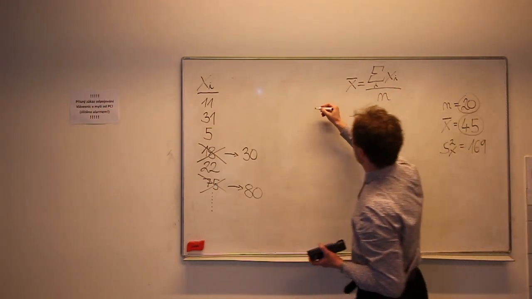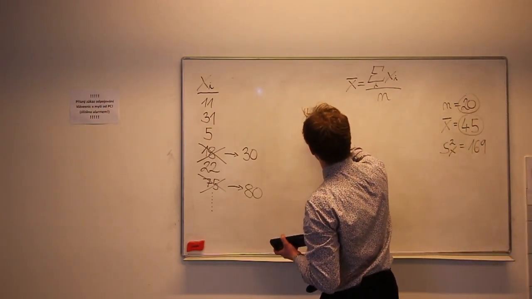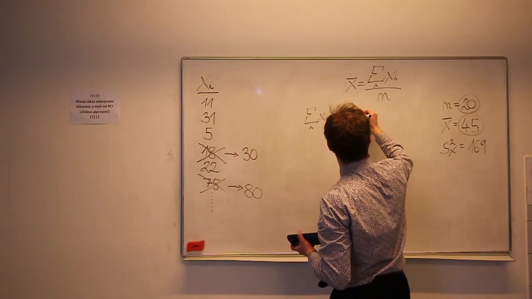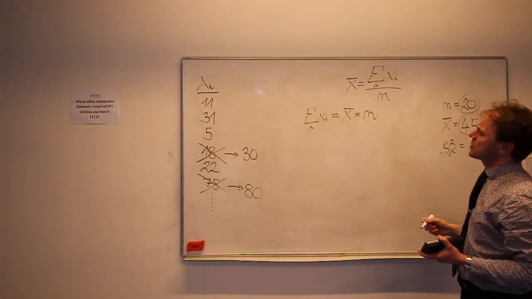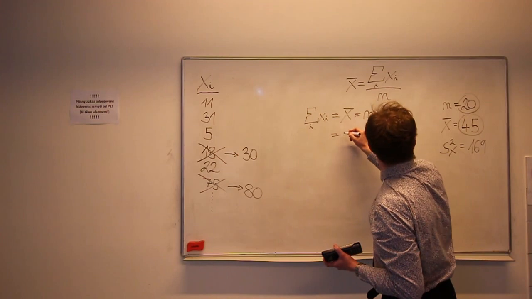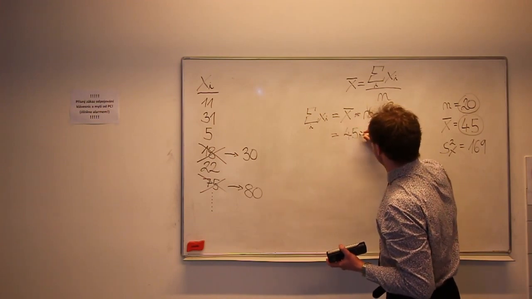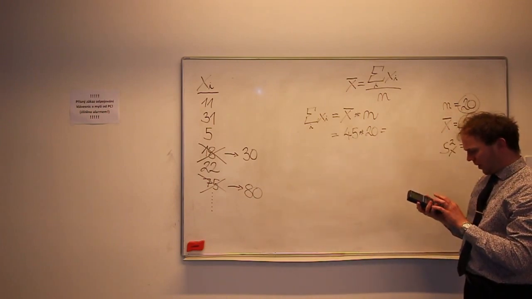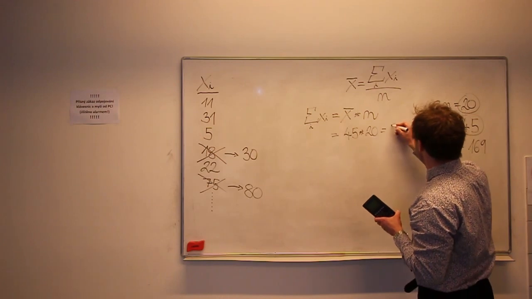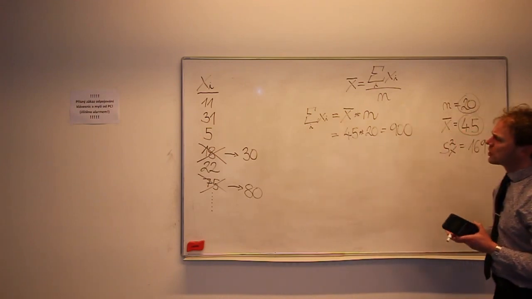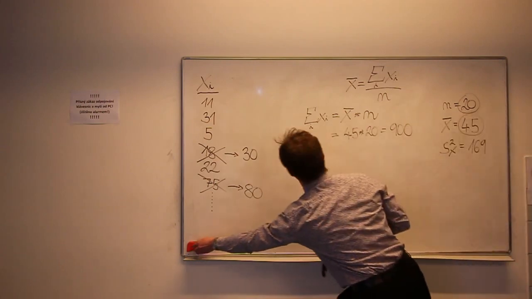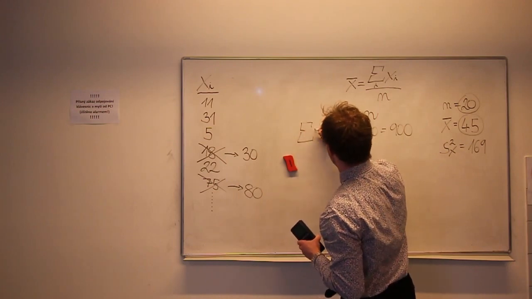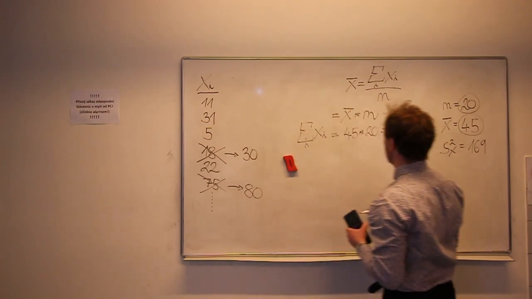summation. Yes. So the summation through all i of x i is calculated like the mean multiplied by n, the sample size. Yes. In our situation, 45 times 20 is 900. Yes, so this is the summation of x i, the sum of x i through all i.